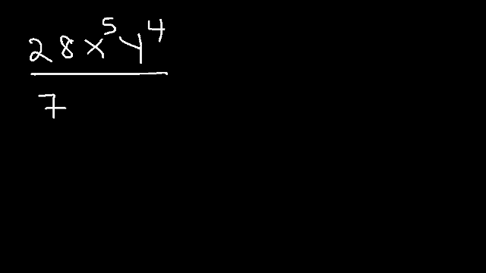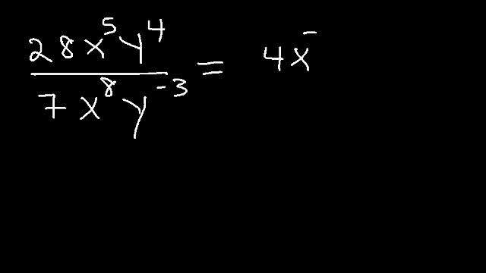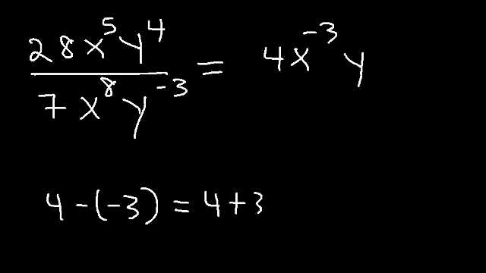Try this one. 28 x to the 5th, y to the 4th divided by 7 x to the 8, y to the, let's say, negative 3. So let's divide 28 by 7, which is 4. And then 5 minus 8 is negative 3. That's for the x variable. And for the y variable, it's 4 minus negative 3, which is 4 plus 3. And that's 7, so it's y to the 7th.